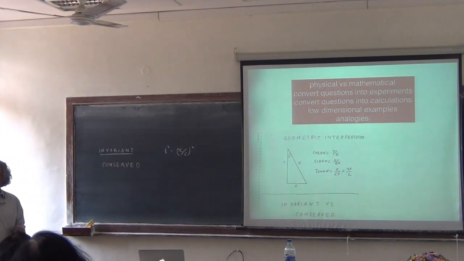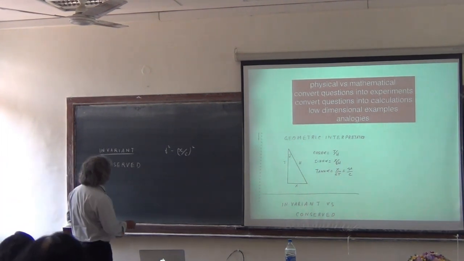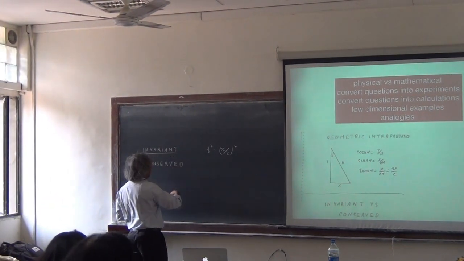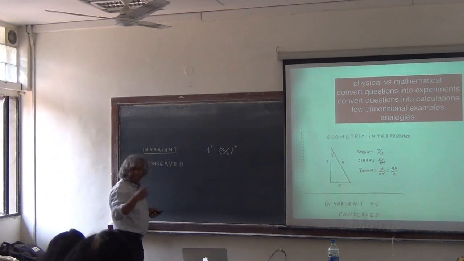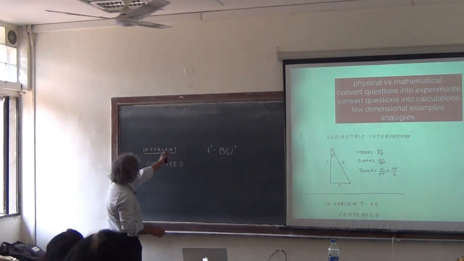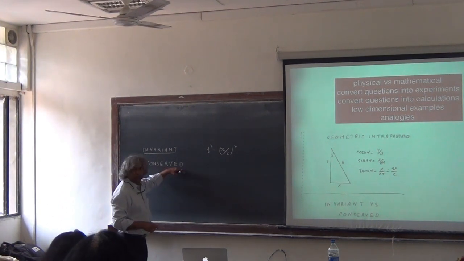For example, charge is conserved. Charge is also invariant. But it can happen that you find a quantity which is invariant but not conserved, and conserved but not invariant. Can you think of examples of all these things? So by invariance, I mean it's the same for all observers. By conserved, I mean it's independent of time.